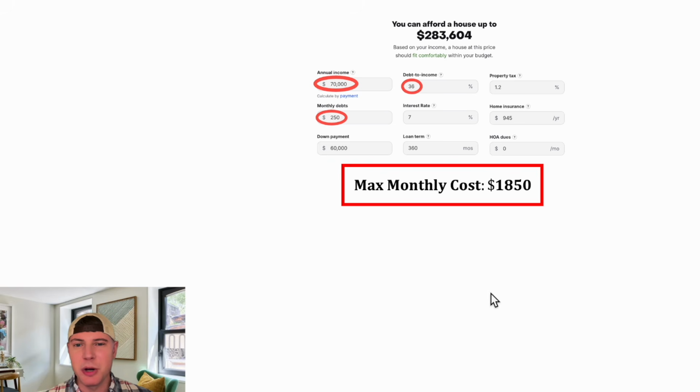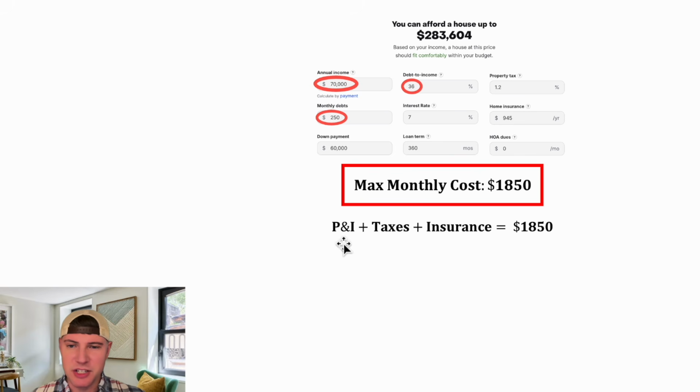Next, we can write out the equation for what the max monthly cost would apply to. That the mortgage, which is the principal plus interest, plus the taxes, plus the insurance, needs to equal 1,850. In reality, this is actually less than or equal to 1,850, but since we're trying to find the maximum house we can afford, we're going to set it equal to the max. P&I stands for principal and interest. That's paying back the loan that you get from the bank for the house. This is going to be a little bit trickier to calculate, so I'm going to save that for later.